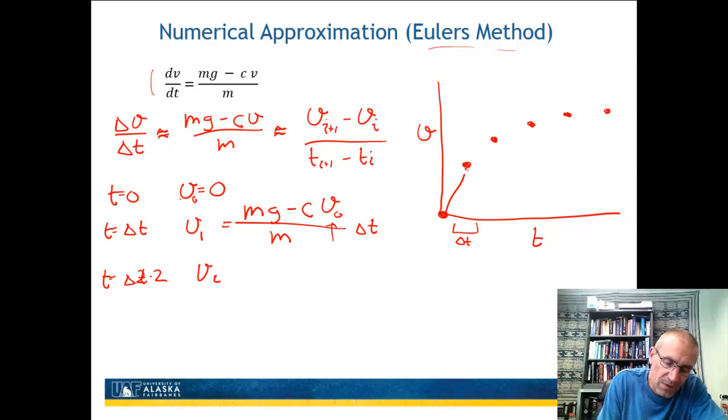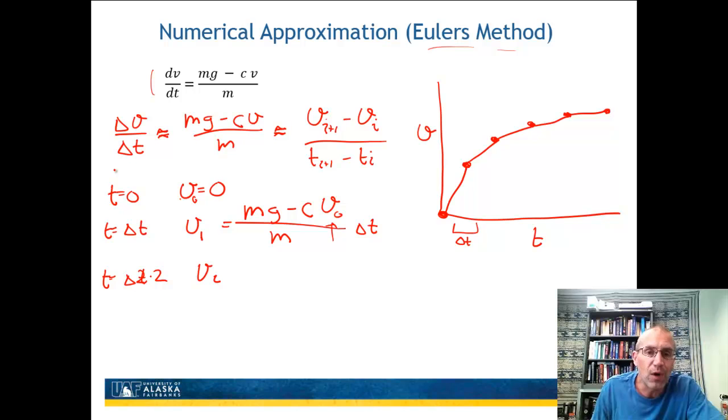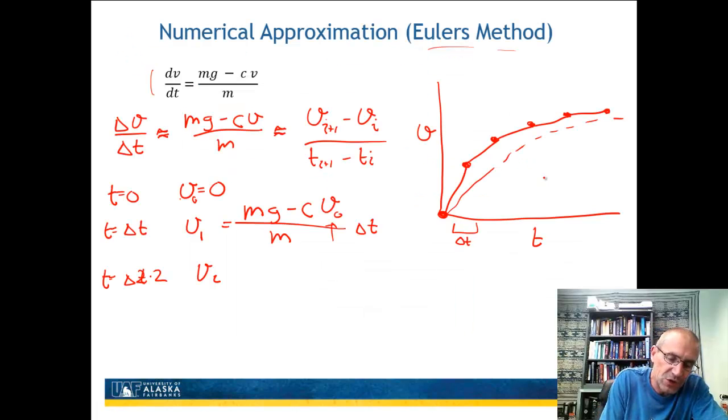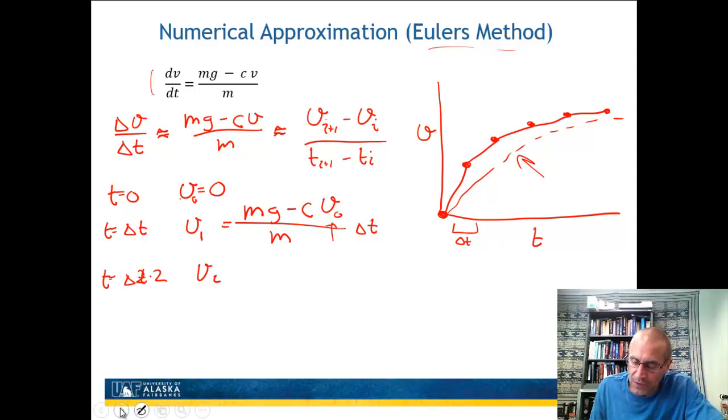Now, if I connected these points, notice I never solved the differential equation. I never had to determine what it was. I just did this finite approximation to it. My values would be somewhat equal to the analytic solution, so maybe that dashed line is the analytic solution. I'd find out it's not exact, but it would be somewhat close.